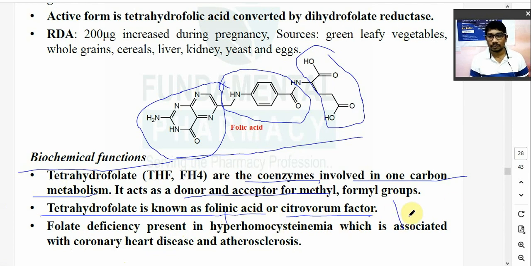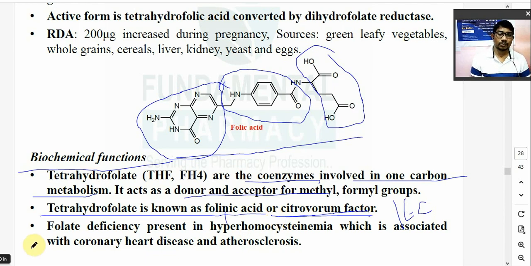It is not written here, so I write it in short as leucovorin citroverum factor, because the role of folic acid in the body was first recognized by studying one organism. The role of folic acid was first studied by studying the metabolism in the leucovorin citroverum organism, and from that time it is known as leucovorin citroverum factor. Remember this.